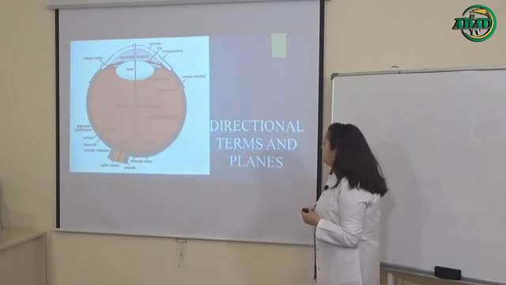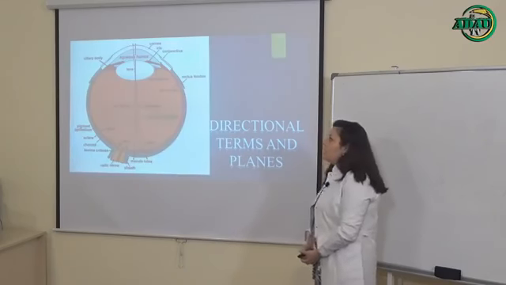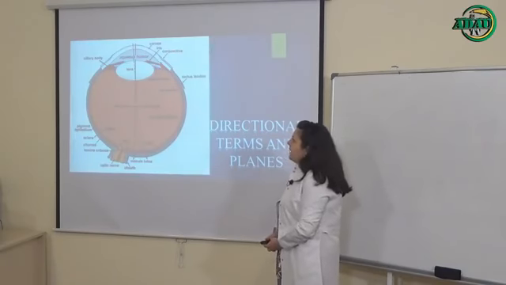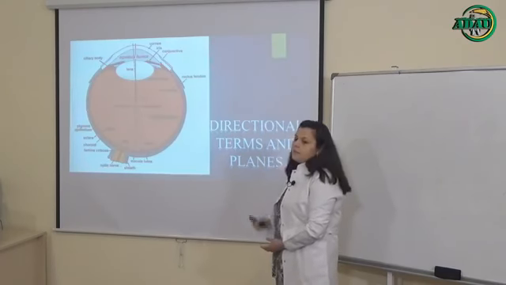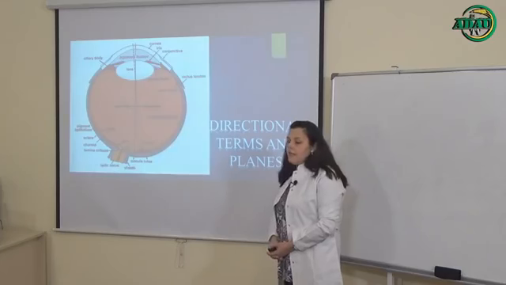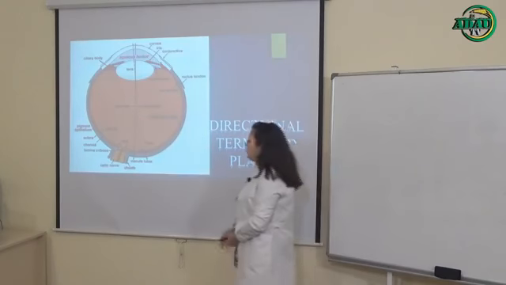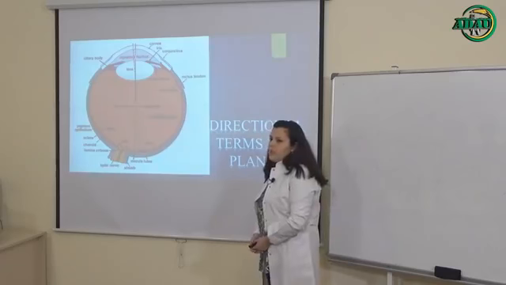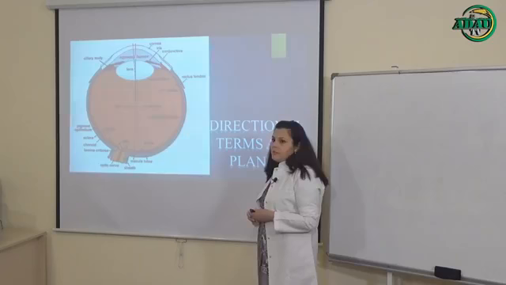Another very important moment is the directional terms and directional planes of the eyeball. You can see here the structure of the eyeball, and the eyeball has two main parts. The most prominent anterior part is called anterior pole, polus anterior in Latin, and the most prominent posterior part is called polus posterior in Latin. Again, anterior pole and posterior pole. Besides, like a globe, the eyeball also has an equator and meridians.